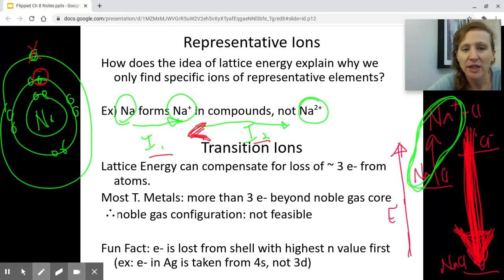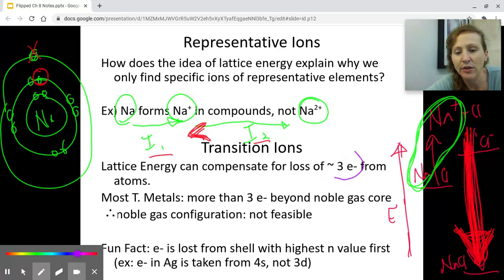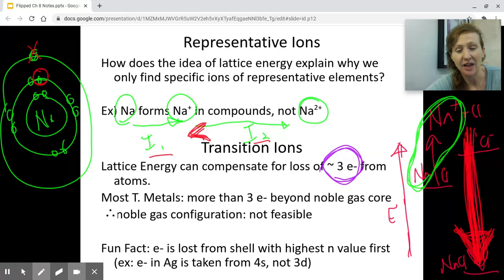Now we see some general trends in terms of lattice energy. Lattice energy can compensate for the loss of about 3 electrons from most atoms. So if you look at the transition ions and those ions that form multiple charges, you really only see charges of 1, 2, and 3. There are a couple exceptions to that, like tin forms a 4+ ion, and lead forms a 4+ ion.